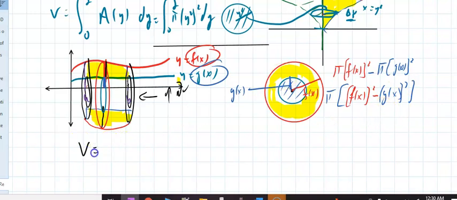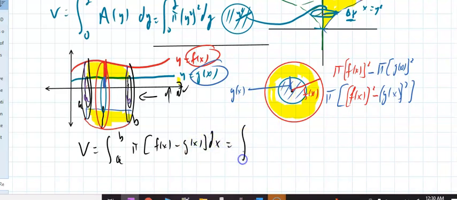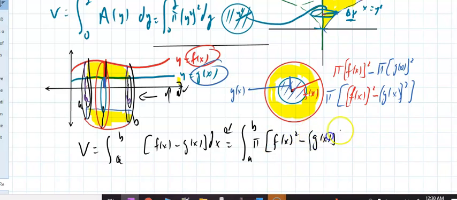So here I could say volume equals the integral, calling this a, calling this b, from a to b of simply pi times f of x squared minus g of x squared dx. So it's important to graph this or look visually to figure out what the outer radius is and what the inner radius is, and that's simply, there's no pi there, right? That's what it looks like.